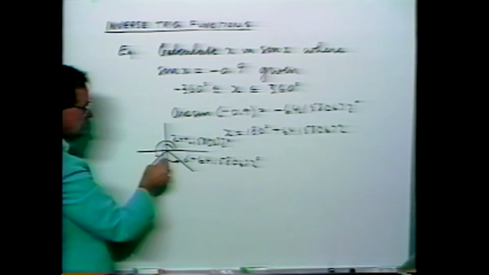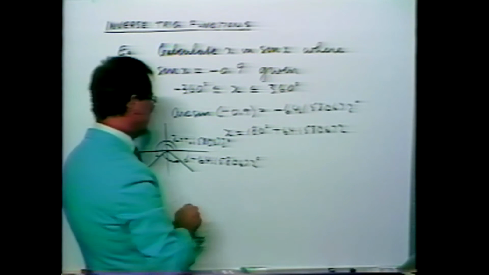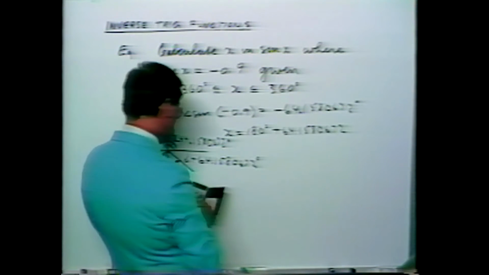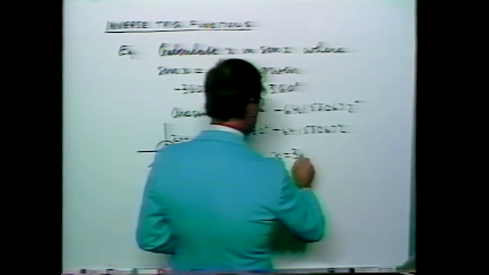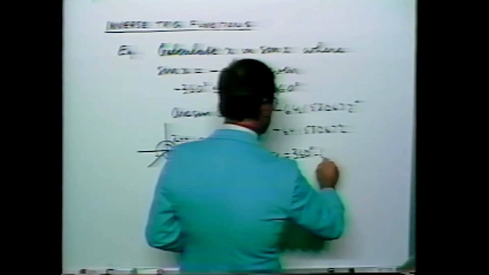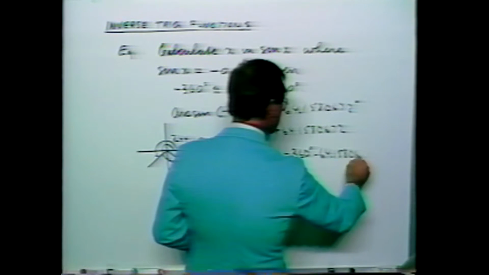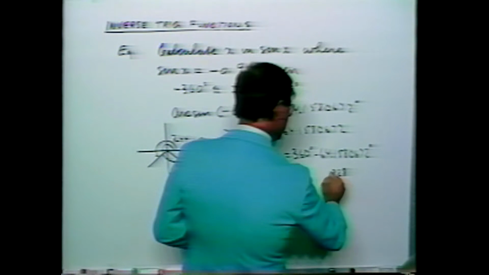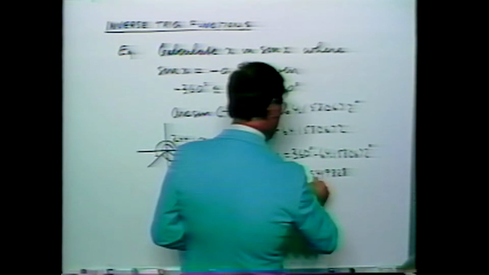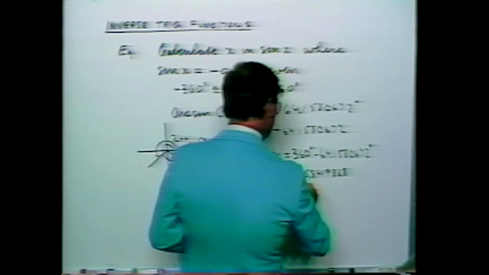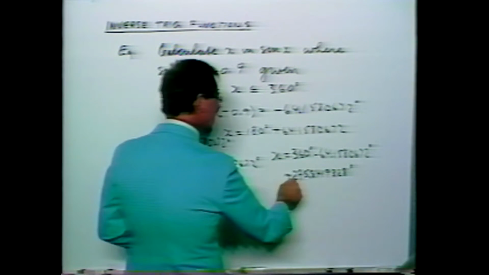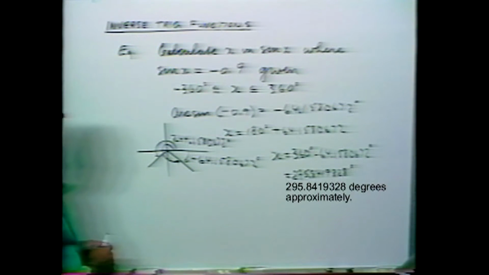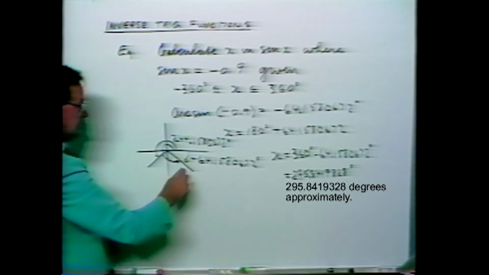with this rotation angle, you can see that that is equal to 360 degrees minus 64.1580672. So x also equals 360 degrees minus 64.1580672 degrees. That'll amount to 295.8419328. So here we have another solution between negative 360 and positive 360. That's the third solution we've found so far, and yet there is one more.